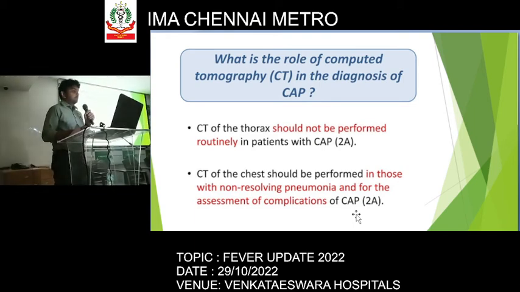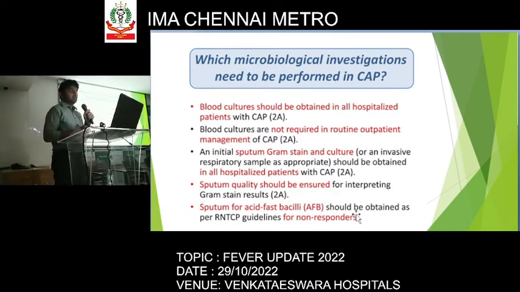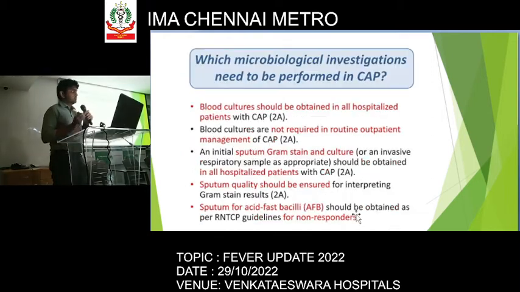And for microbiological investigation, blood cultures should be obtained in all hospitalized patients, and they are not required in patients we are treating as outpatients. Sputum gram stain and culture should be obtained in all hospitalized patients with community-acquired pneumonia. A very important point is the quality of the sputum the patient gives us, which can be assessed by the gram stain results. A good quality sputum should have less than 25 epithelial cells and more than 10 WBCs.